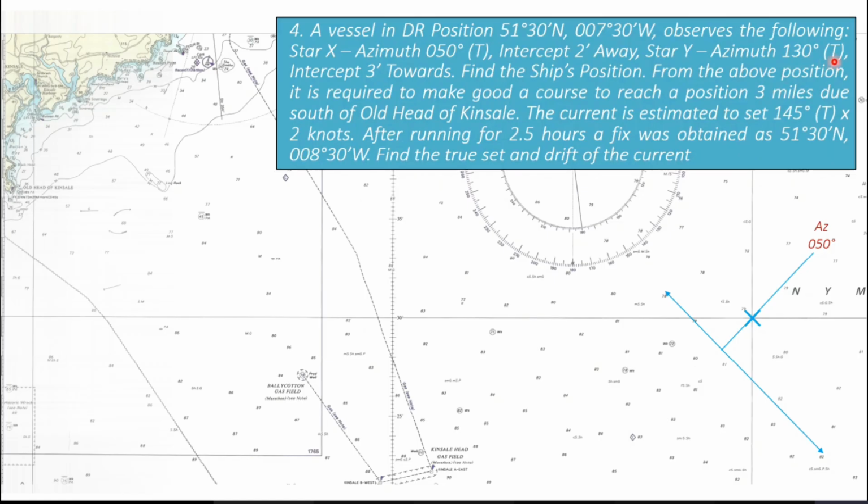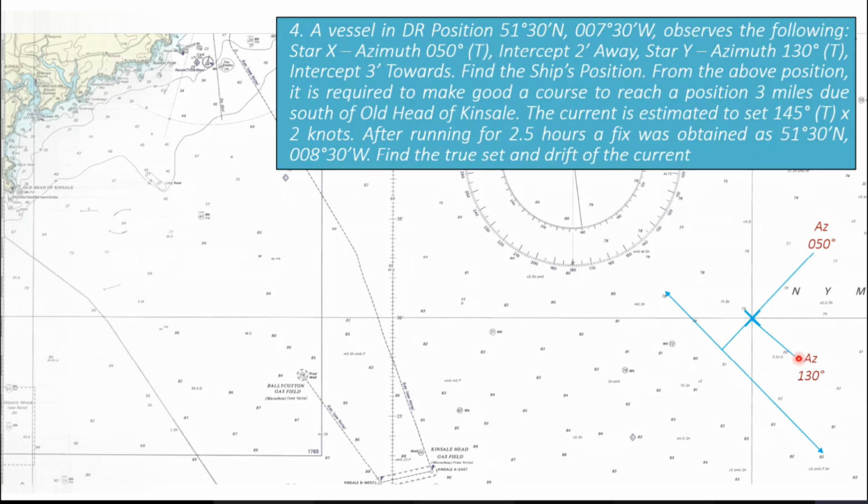The second PL is obtained from star Y. Azimuth is given as 130. So let's mark off this azimuth on the chart. From the DR position, I mark off my azimuth of 130. We have the azimuth plotted here. The intercept is 3 miles towards. So from the DR position, I go towards the star, in the direction of the azimuth, a distance of 3 miles. And this is where my ITP is.